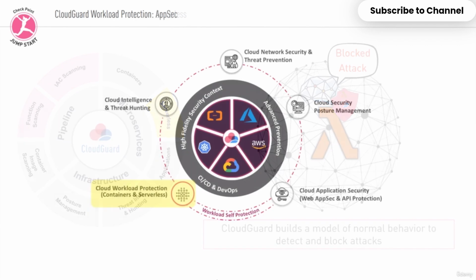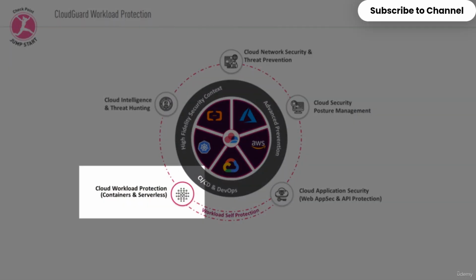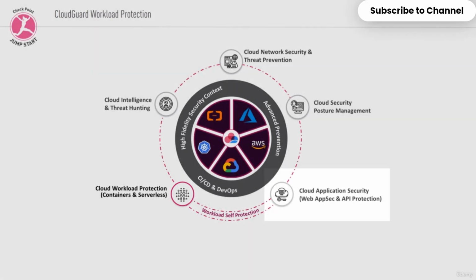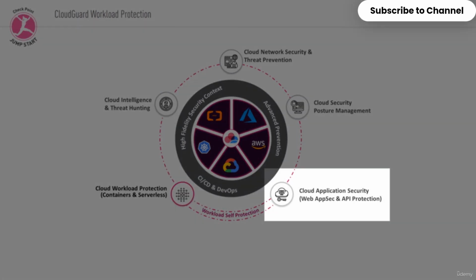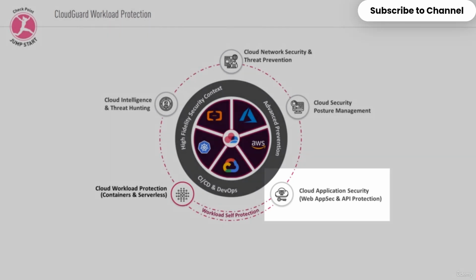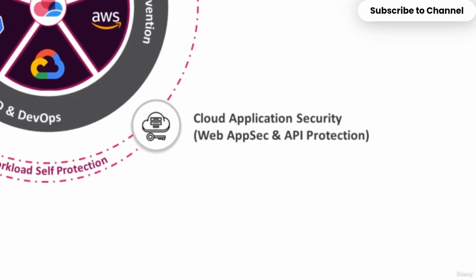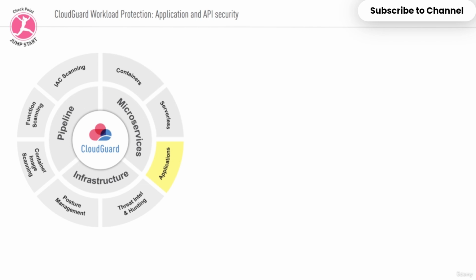Up to this point, we've covered the security threats cloud workloads face and how CloudGuard can help protect against them. But what about the applications themselves? What about the APIs used to interact with cloud resources and services? How do we protect these elements? First, let's take a moment and talk about the threats we face in these areas.